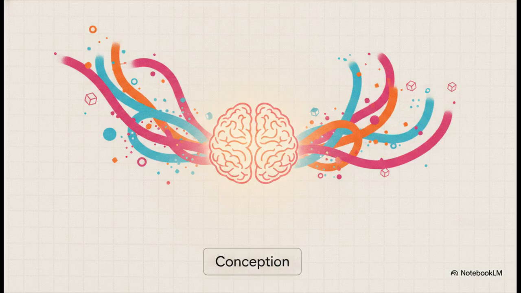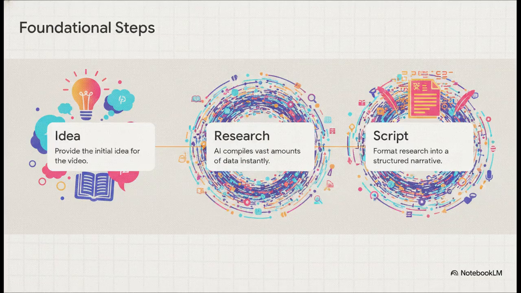And that brings us to phase 1, conception. Here, we're looking at the foundational steps: idea, research, and script. It all kicks off with the creator providing a raw idea, and boom, immediately, the AI springs into action for step 2, research. Just imagine this animated interface swirling around as the AI pulls in vast amounts of data, instantly synthesizing all that info to support the creator's vision.